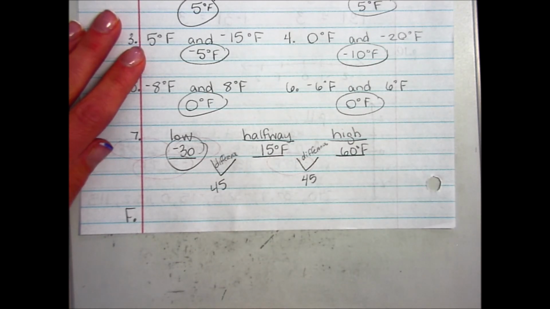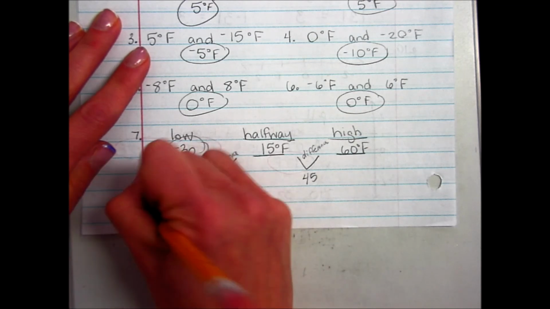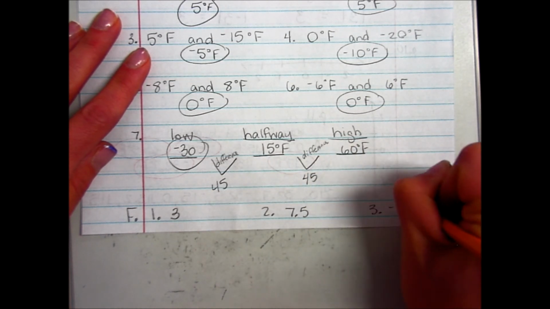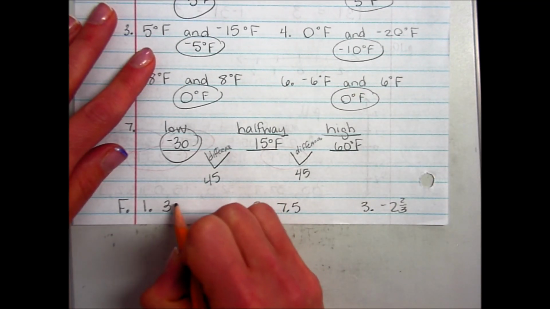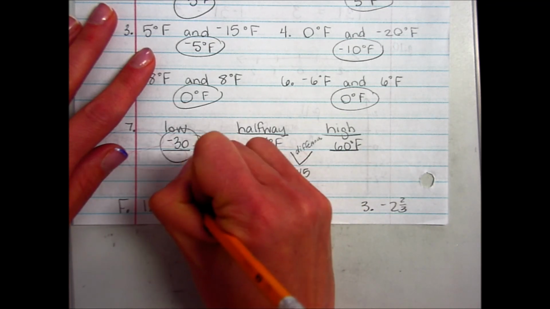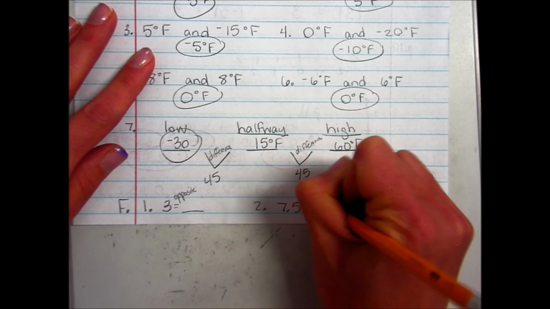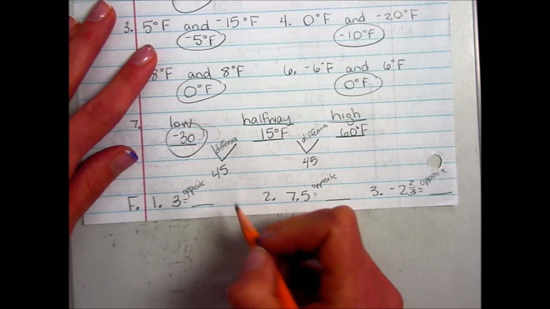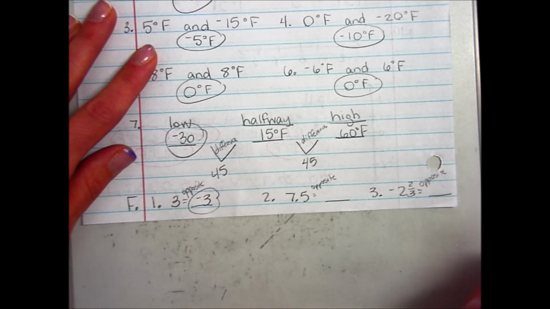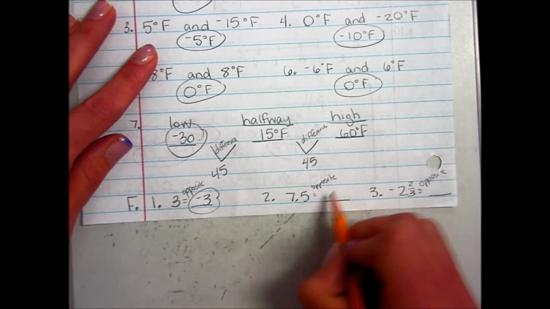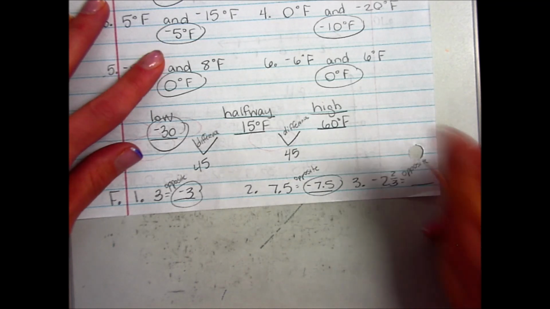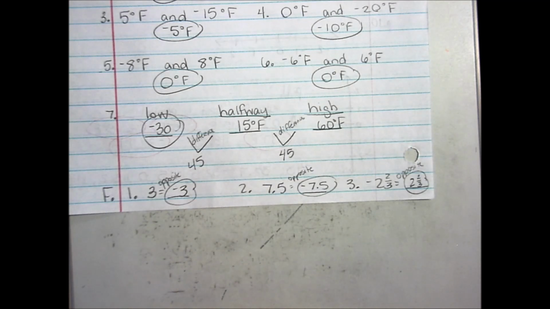Let's look at part F now. It asks, what are the opposites of these numbers? All right, what's the opposite of 3? What's the opposite of 7 and 5/10? There you go. So it's just going to be negative the whole. What's the opposite of negative 2 and 2/3? Positive 2 and 2/3. Good. Very good. All right, you ready for your independent work?